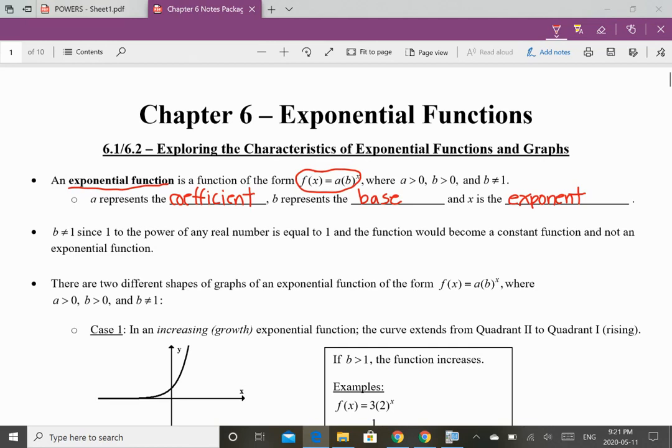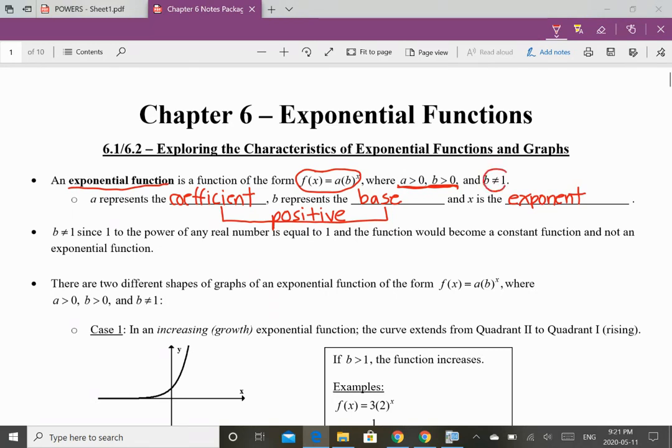Let's break down now the little tidbits that are offered after. Let's start with this. a is greater than 0 and b is greater than 0. All that means is the coefficient and the base for every question that we do in this chapter will be positive values. So it doesn't matter what kind of question we're doing, the coefficient and the base will always be positive. That's what a is greater than 0, b is greater than 0 means.